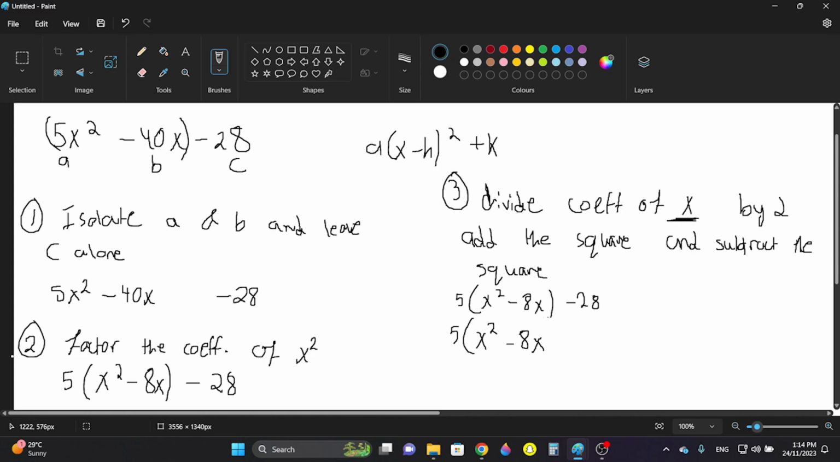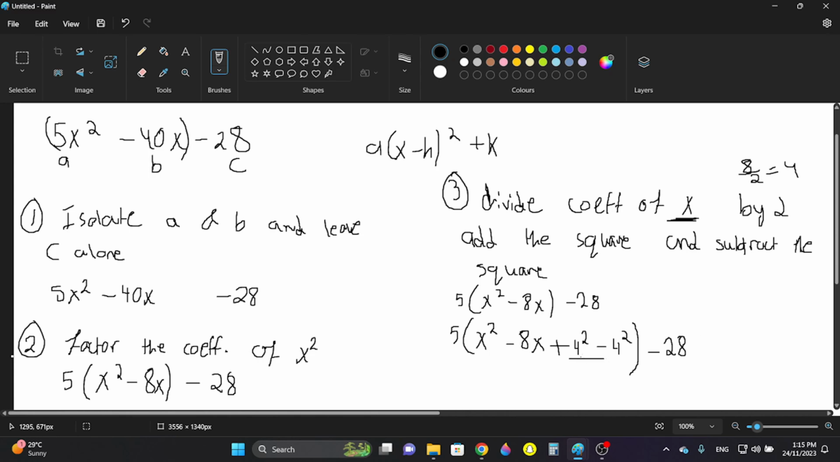I'm going to divide the coefficient of x, which is 8. I'm going to divide that 8 by how much? By 2. So 8 over 2, which is 4. Now, what do I do with this? We're going to add the square and we're going to subtract the square. So you're going to do plus the square of 4, which is 4 squared, and then minus 4 squared again. Then you close your brackets and you have that minus 28, which is still outside.